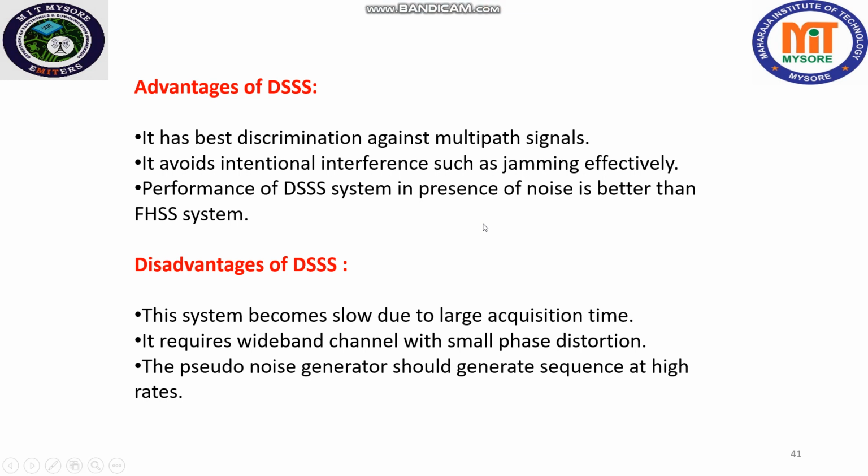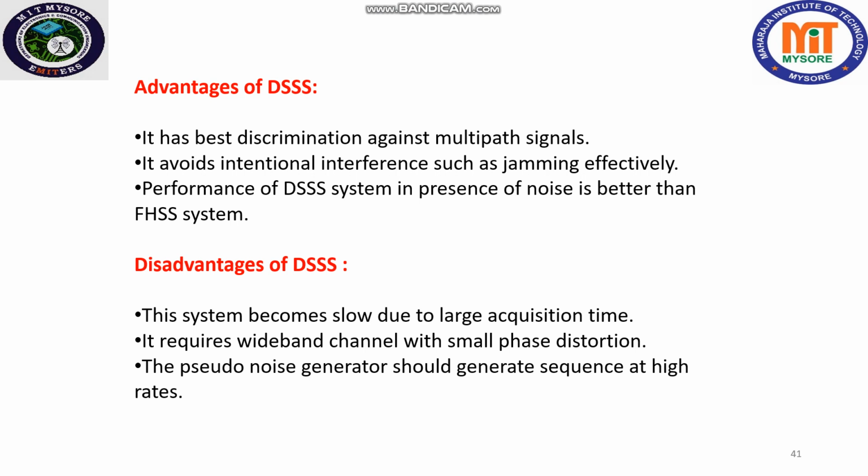Hello everyone. In the previous lecture, we had discussed some applications of direct sequence spread spectrum. Before going into frequency hopped spread spectrum, let us first understand the advantages and disadvantages of direct sequence spread spectrum. Here, the advantages are very straightforward, as with the applications. Direct sequence spread spectrum has the best discrimination against multipath signals. It avoids intentional interference such as jamming effectively.